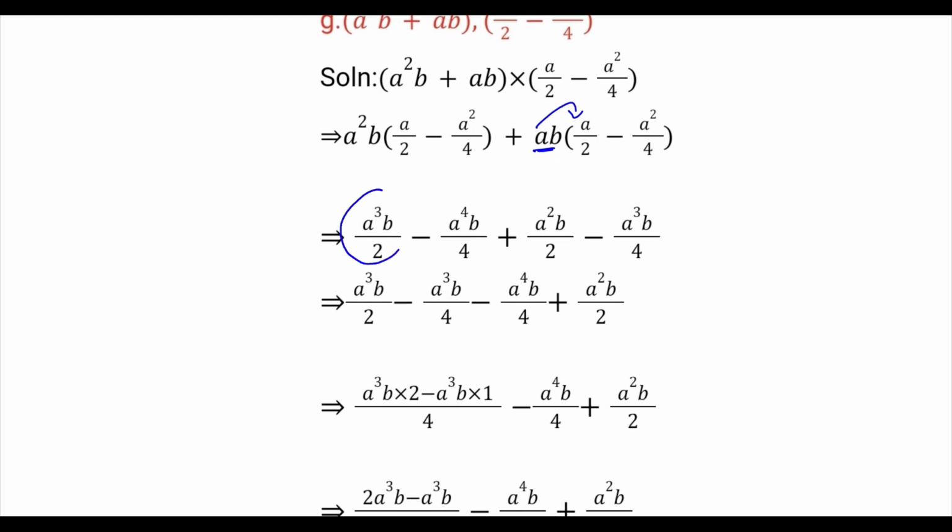a cube b by 2 and then minus a cube b by 4, right? So they are the same. Okay, a cube b. So I'm bringing them down here together like this. All right, just rearranging them.